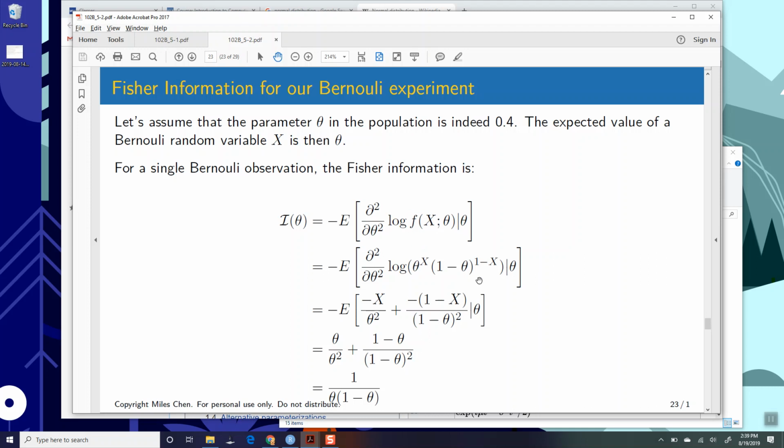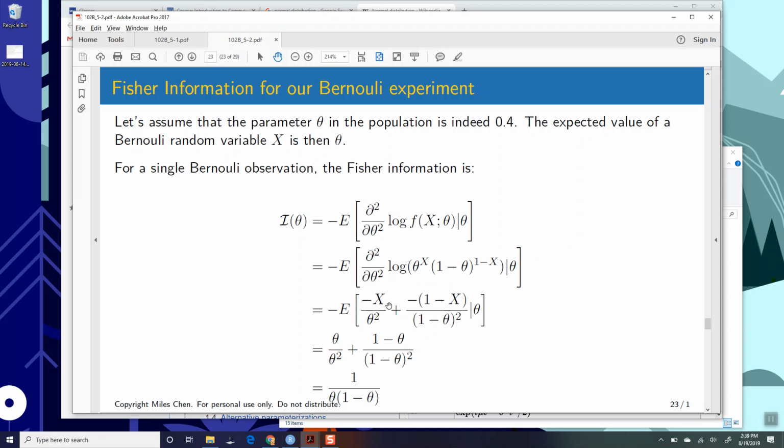The log likelihood is this. And we would have to ask, what is the second derivative of the log likelihood, and what is the expected value across all possible values of theta.